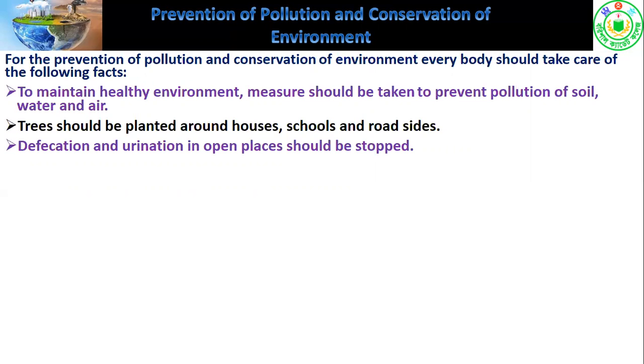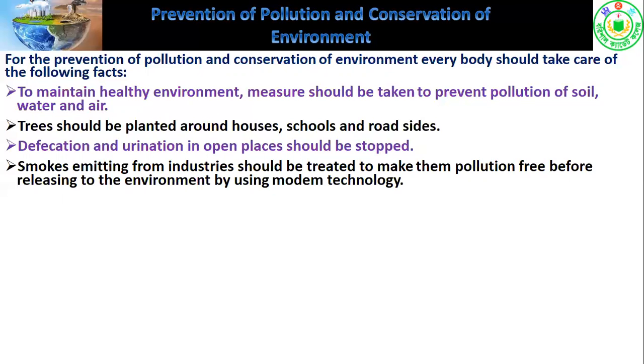Defecation and urination in open places should be stopped. It is mainly seen in the urban areas and also in the rural areas. In the urban areas, sometimes it is seen that people are peeing or defecating just on the footpath, and because of this, the environment is getting polluted. And in the rural areas, people build open latrines or toilets, and because of this, the rural area is getting polluted. So this should be stopped.